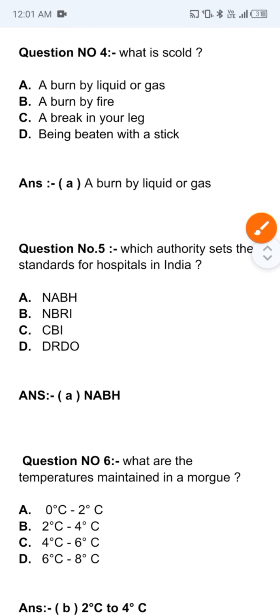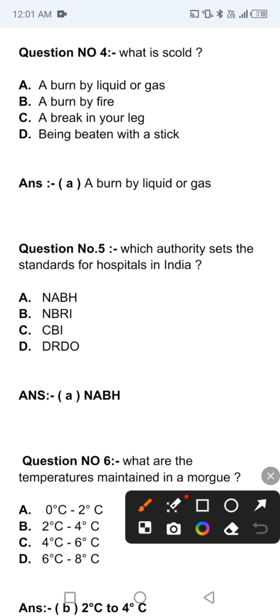Now move on. Next question, question number 5: Which authority sets the standards for hospitals in India? And here are the options: option A, NABH; option B, NBRI; option C, CBI; and option D, DRDO. And the correct answer is NABH.